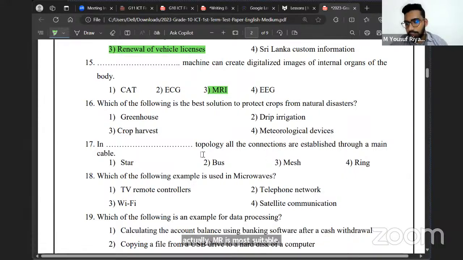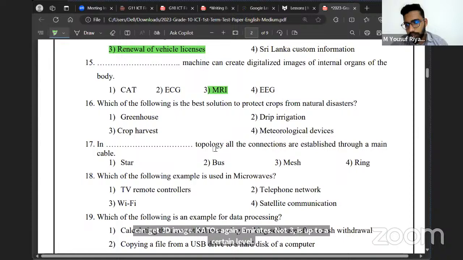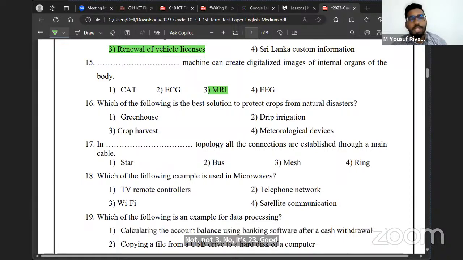Both can give a 3D image, CAT also can, MRI also can. Not 3D, it's 2D, up to a certain level. It's kind of 3D, but yeah.